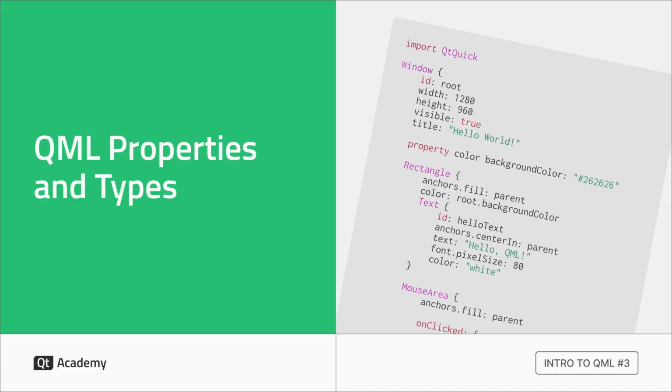In the previous video, we explored QML's syntax and the 4 building blocks. Now let's dive deeper into the first building block, properties. We'll learn about different data types, how to define custom properties, and important concepts like property aliases and grouped properties.